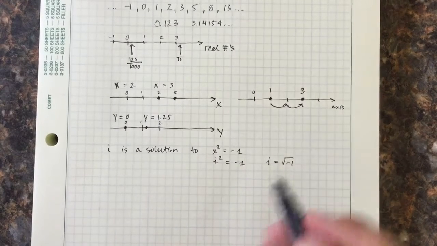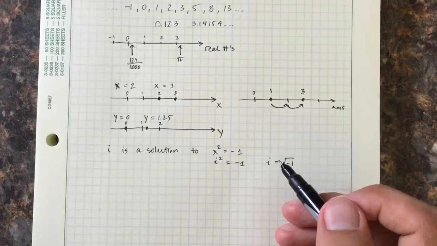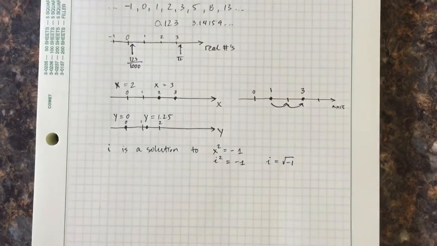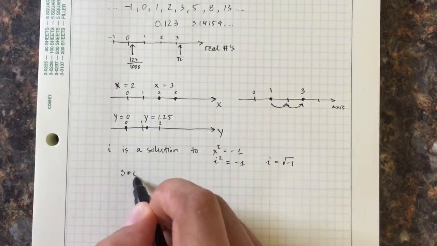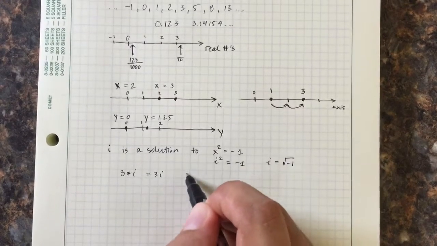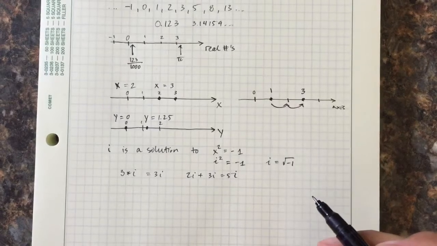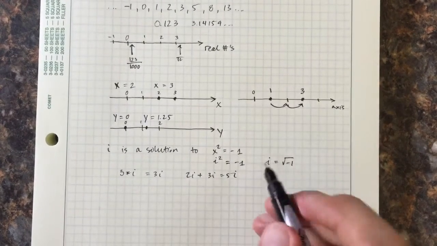All right. Now i is a number, just like 2 or 3, in the sense that you can do math with it just like with real numbers. So we can have 3 multiplied by i gives us 3i, and so on. We can have 2i plus 3i gives us 5i. So it works a lot like the real numbers.